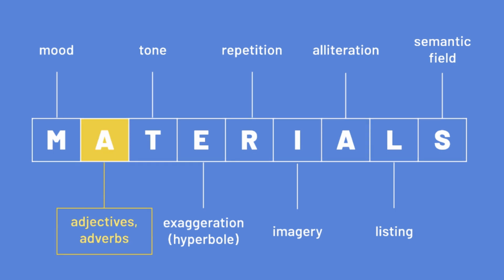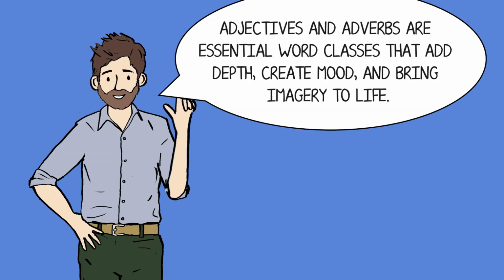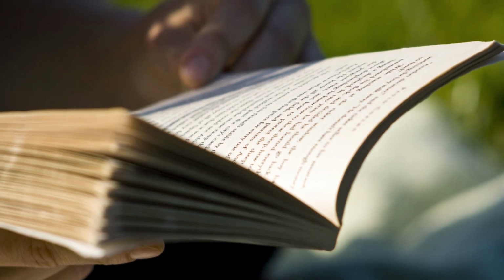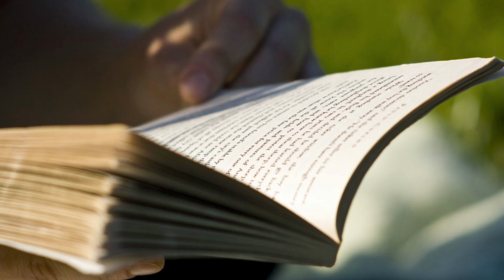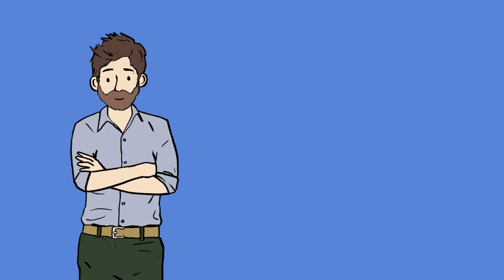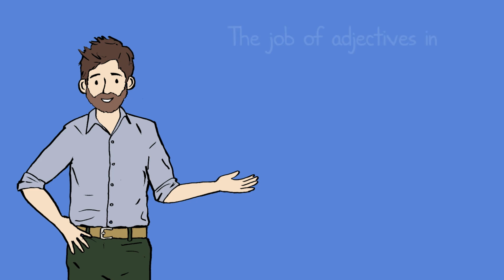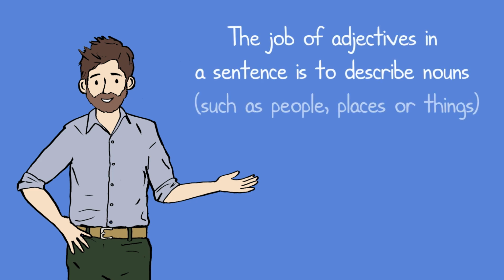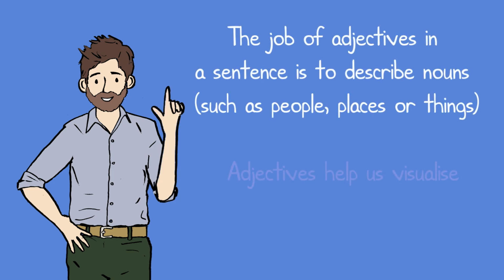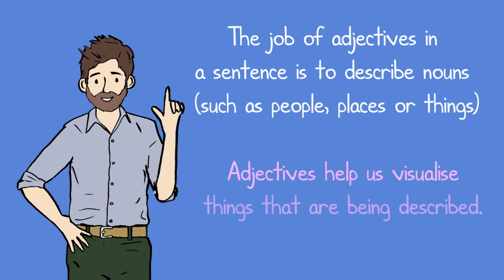A is for adjectives and adverbs. Adjectives and adverbs are essential word classes that add depth, create mood, and bring imagery to life. They help a writer paint a scene, making descriptions more vivid and engaging for the reader. Let's start with adjectives. The job of adjectives in a sentence is to describe nouns. So adjectives help us to clearly visualize things that are being described. Without adjectives, descriptions lack depth and atmosphere.